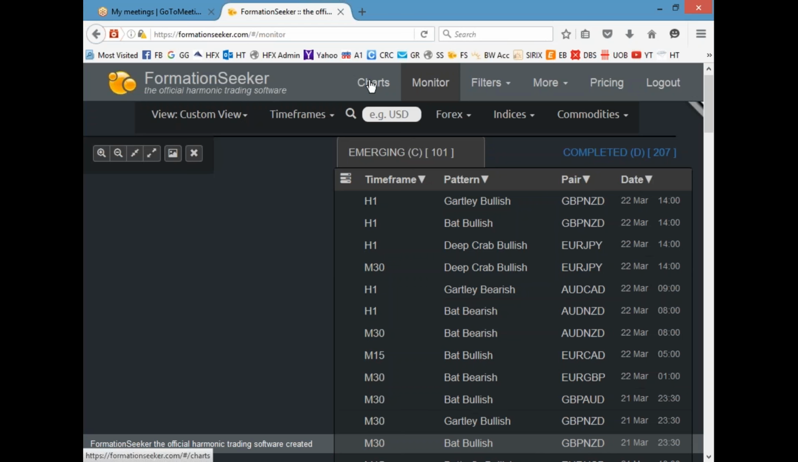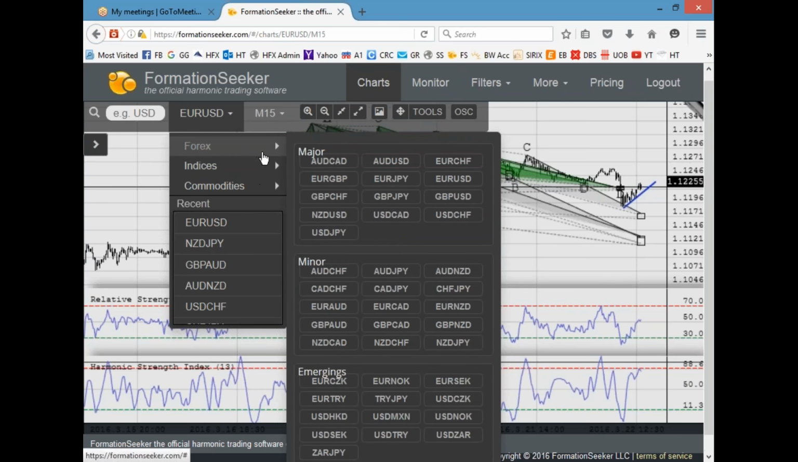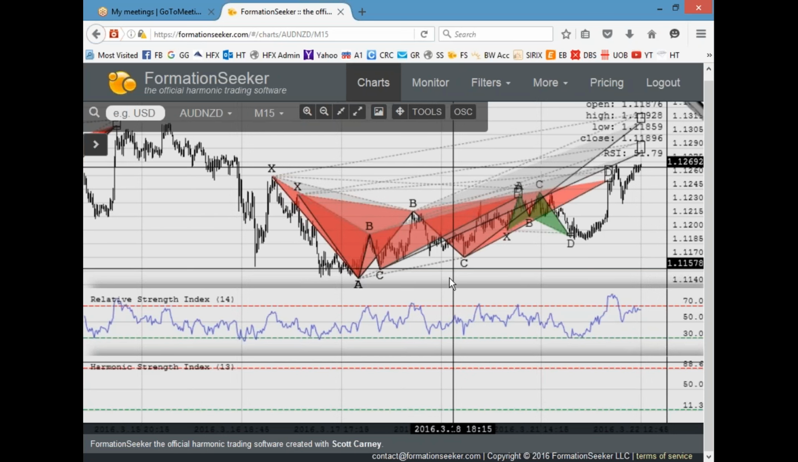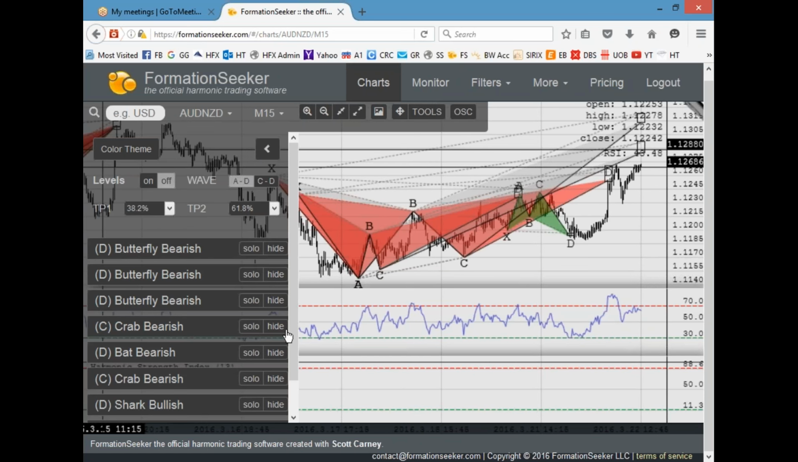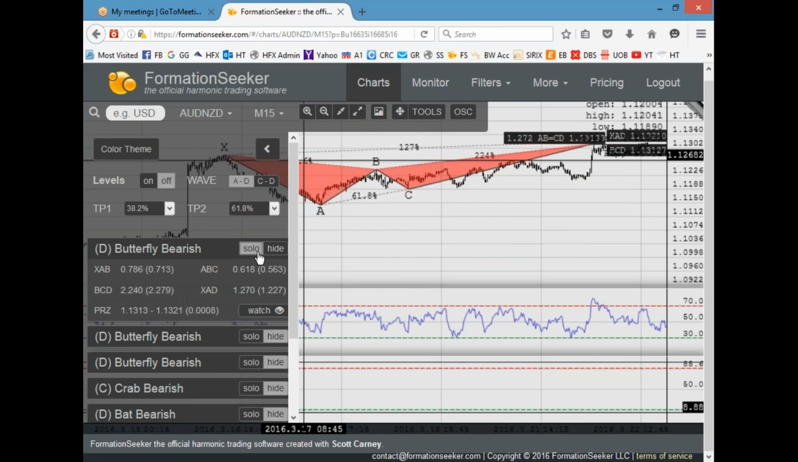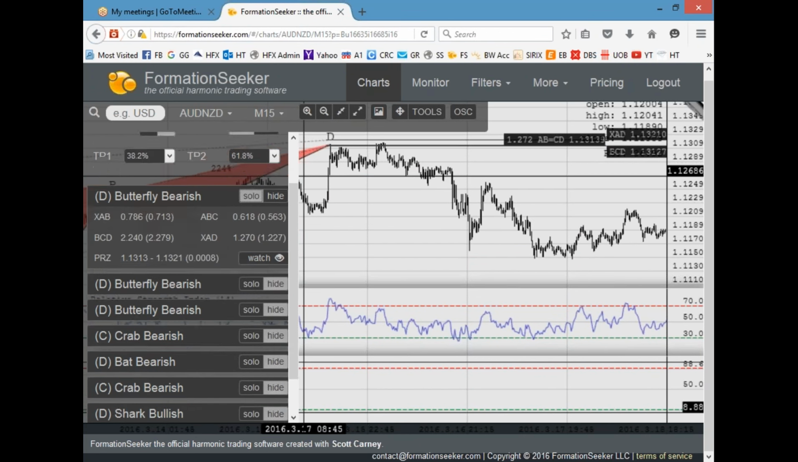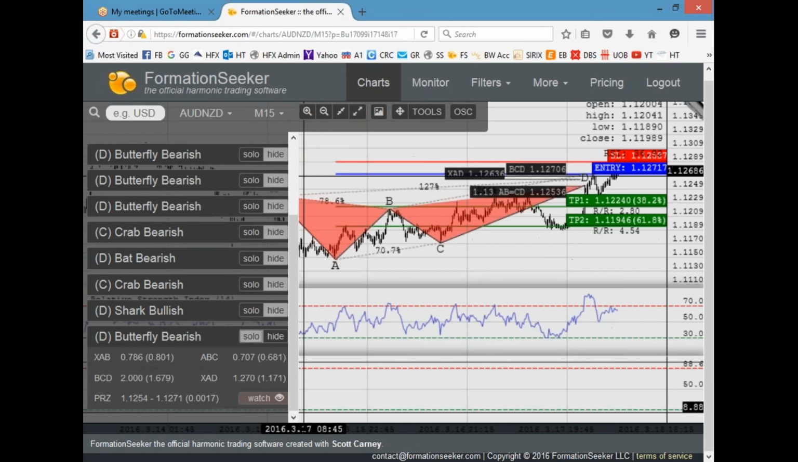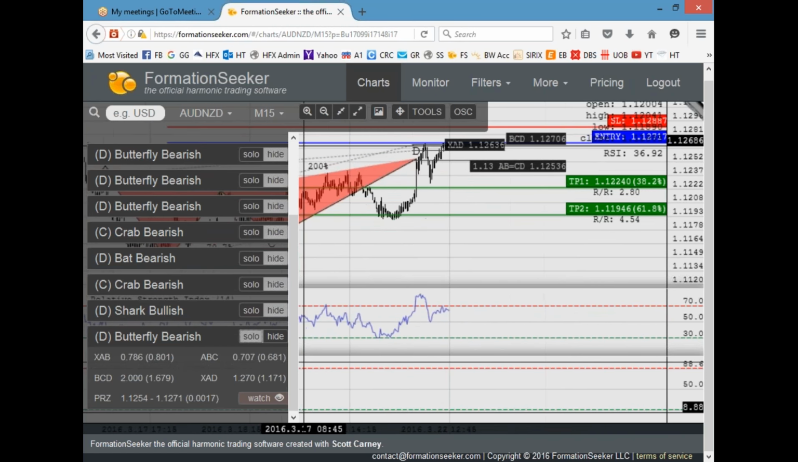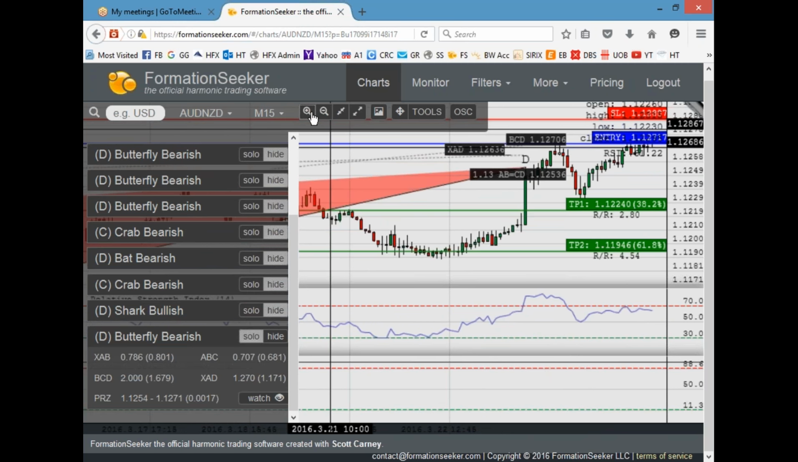So I'm going to go back here. I'm going to open up Aussie NZD and let's look at M15. Was this the bearish butterfly, or was it this one? No, this was the older one. Okay, there are quite a few. Yeah, this was it. So how do we interpret this trade?